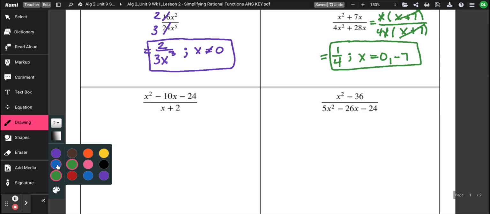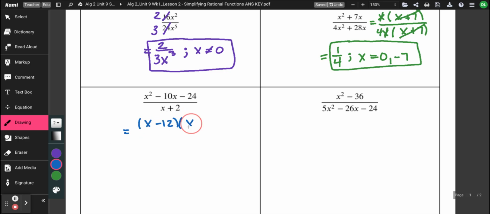Okay. The next one, we're going to factor this one as well. So this is going to give me, let's see, they have to subtract to get 10. So we're going to use x minus 12 and x plus 2, and then a quick check, x squared minus 12 plus 2 is a minus 10x, and then a minus 24. And then the denominator, we just have x plus 2. We can cancel the x plus 2's, and we're left with x minus 12 is my simplified answer. And again, going back up to the original problem, x cannot equal negative 2.